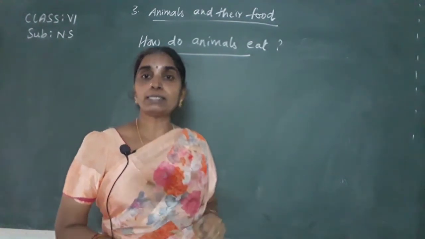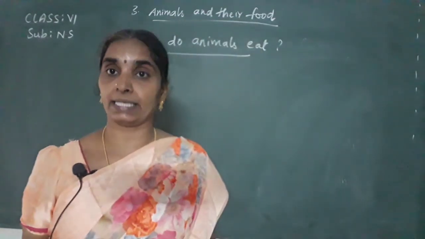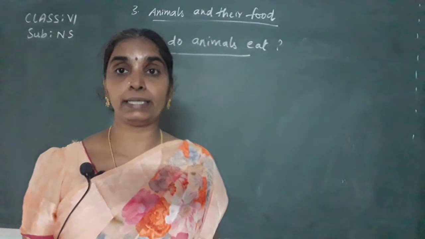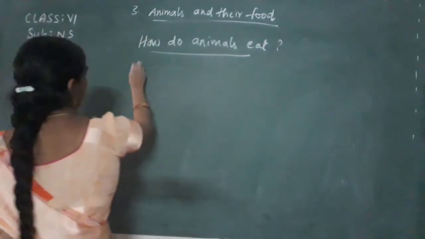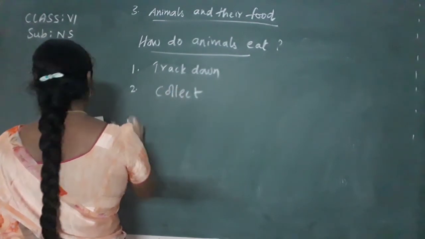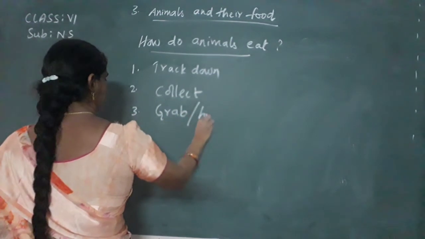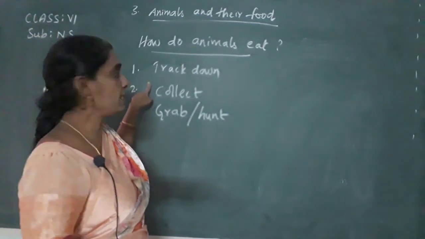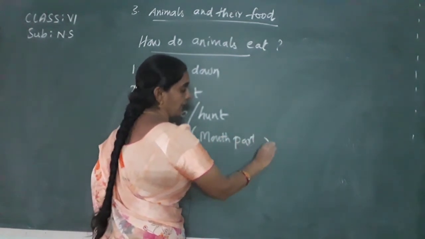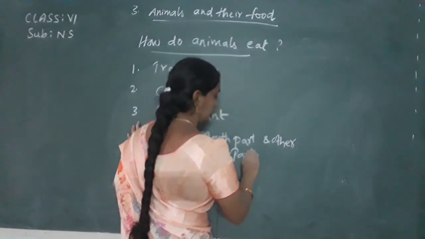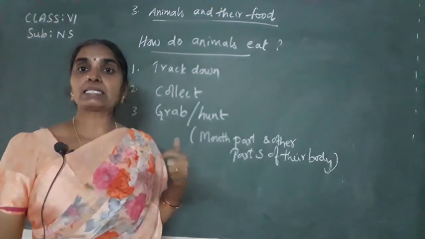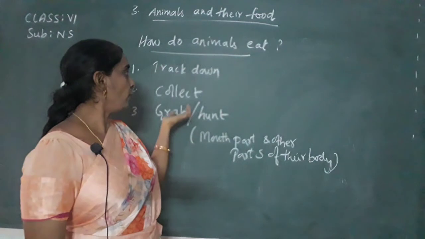As you know very well, the animals first collect the food. How do they collect the food? They see, they search, and some animals wander here and there and collect the food. By searching or seeing or hunting, they collect the food. In order to collect the food, they first have to track down the food, then collect, grab or hunt. In order to do these activities, they need mouth parts and other parts of the body. So mostly mouth parts like teeth and tongue are used to grab or collect the food.